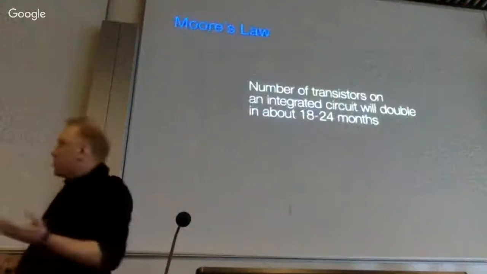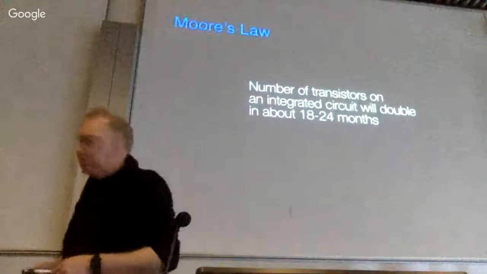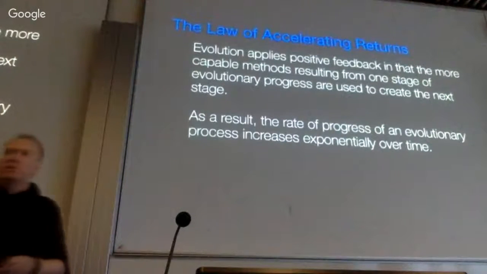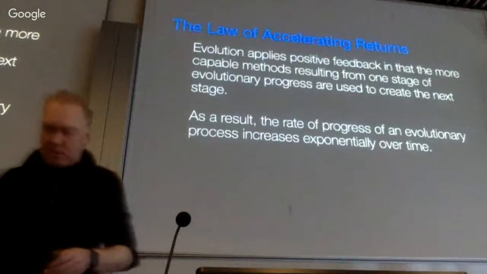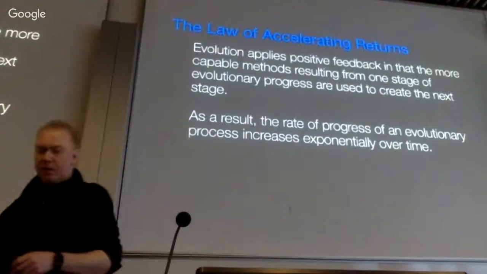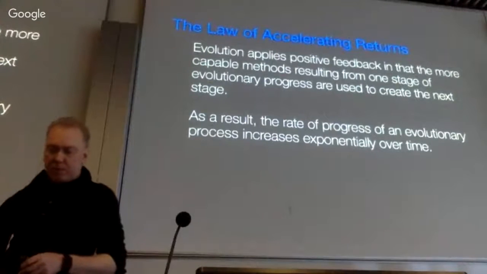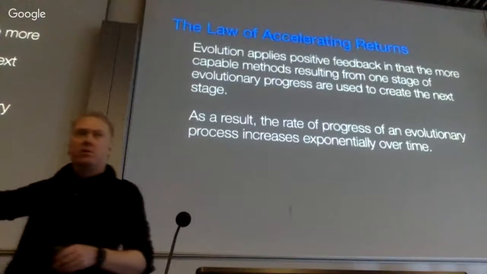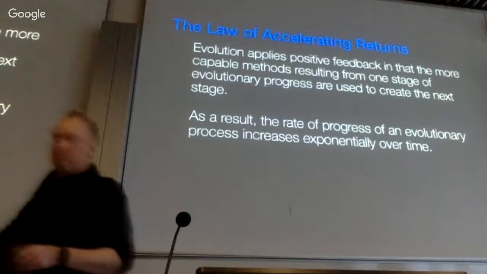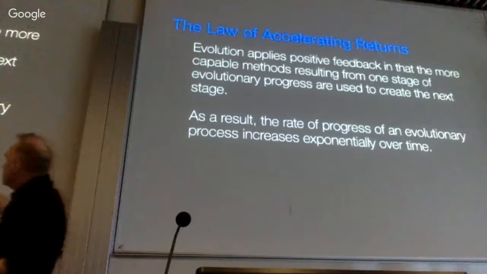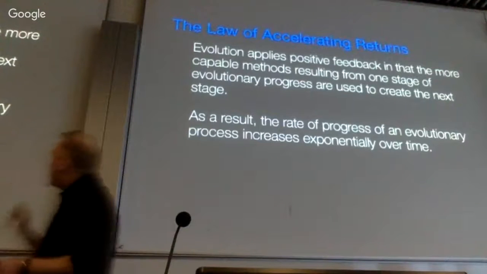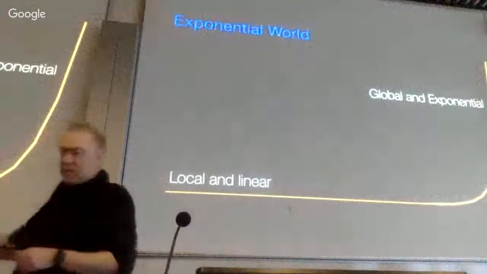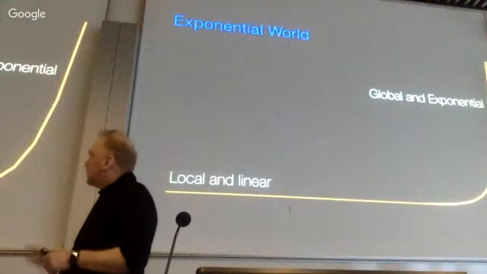We also talked about Moore's law, exponential growth. We talked about the law of accelerated returns. And this is really important. This sort of explains a lot of things. Evolution applies positive feedback: the more capable methods resulting from one stage of the evolutionary process are used to go to the next stage. So this is an insight that is very useful. As a result, the rate of progress of an evolutionary process increases exponentially over time. Like this. This is exponential. A graph made in Excel.